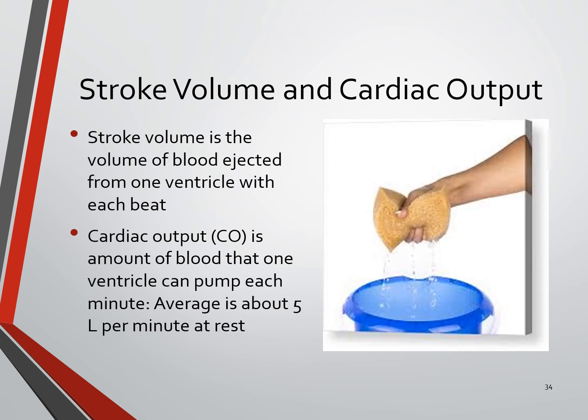Two other terms that are good to be familiar with are stroke volume and cardiac output. Stroke volume is the volume of blood ejected from one ventricle with each beat. And then the cardiac output is the amount of blood that one ventricle can pump in each minute, right? We said about 5 liters per minute when we're at rest. So stroke volume is just one beat from the ventricle. Cardiac output is 1 minute worth of beats from the ventricle. So here we're measuring volume of blood, how much is being pumped out within a certain amount of time.